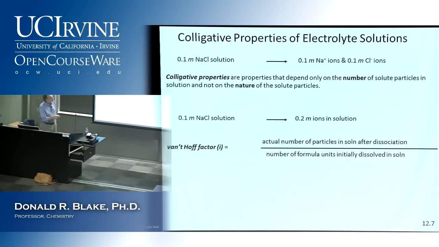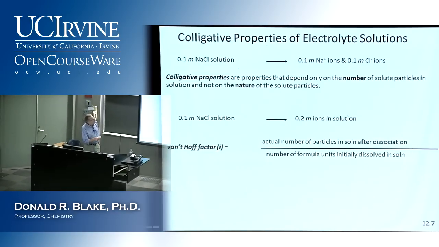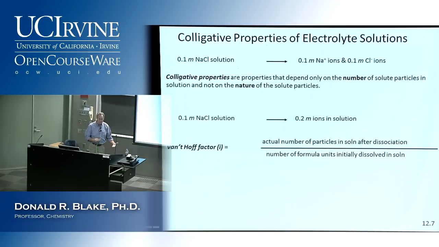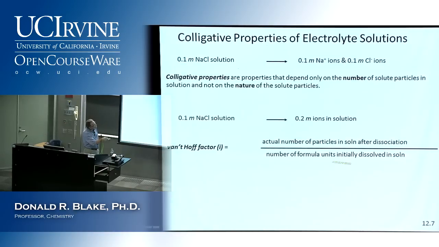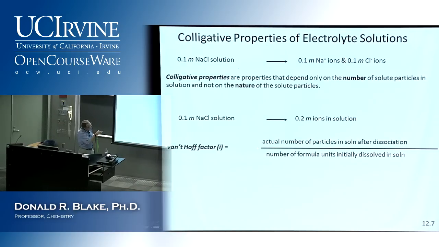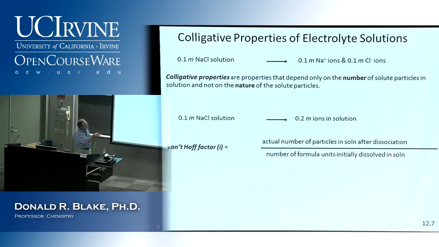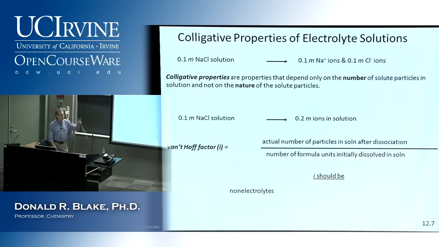So this Van't Hoff factor is the actual number of particles. Oh, sorry, it's the opposite: the actual number of particles divided by the number if it weren't dividing into 2. So for this one it's going to be 2/1, and you get a 2 for the Van't Hoff factor. For non-electrolytes, folks, they don't break apart. You put the sugar in, it stays sugar, so the Van't Hoff factor is 1. NaCl is 2.